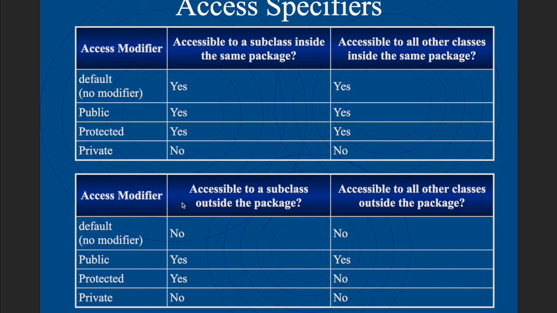And the next table shows us if it's accessible to a subclass outside of the package and all other classes outside of the package. And default, which is no modifier specified, is not accessible. Public, yes and yes, and protected, accessible to a subclass, but not accessible to all other classes. And private is not accessible to anything.